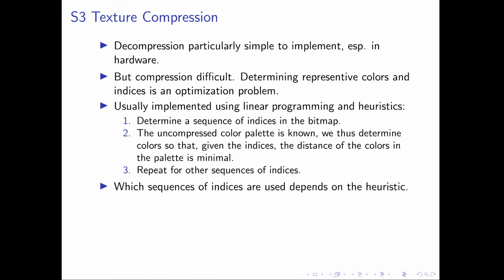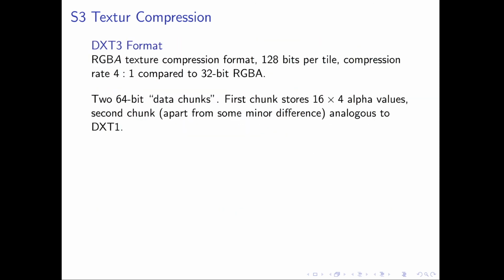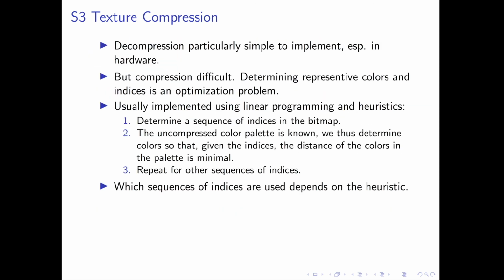One usually employs some type of heuristic. This paper by Castaño that I'm linking here, on high quality DXT compression using CUDA, has some pointers on how this is done in practice. And the basic idea is that you fix one of either the indices or the base colors. You would, for instance, determine a sequence of indices, and you would do this maybe randomly, so that you have some indices, and then you would determine base colors that best fit those indices.